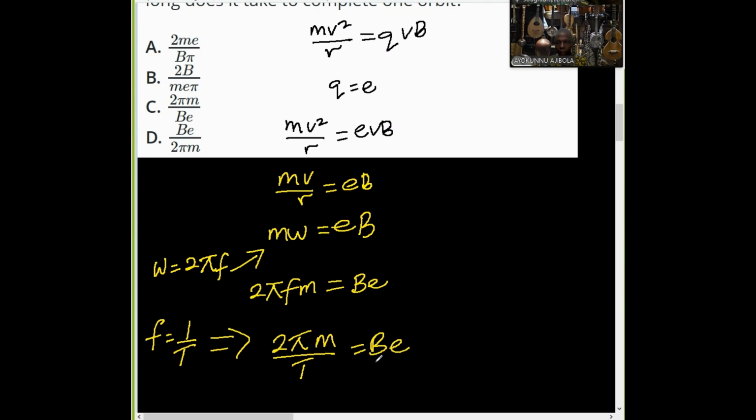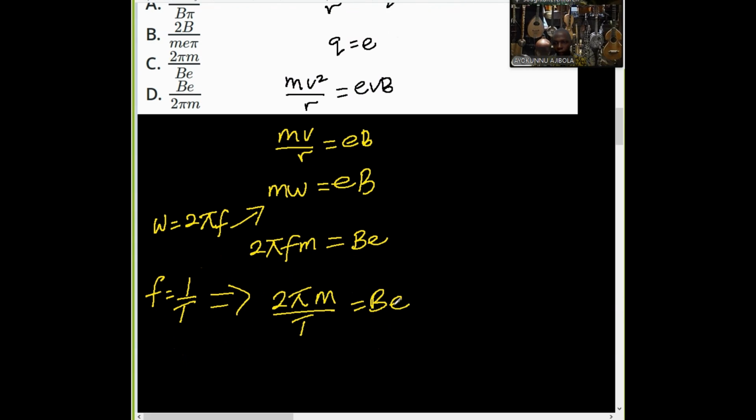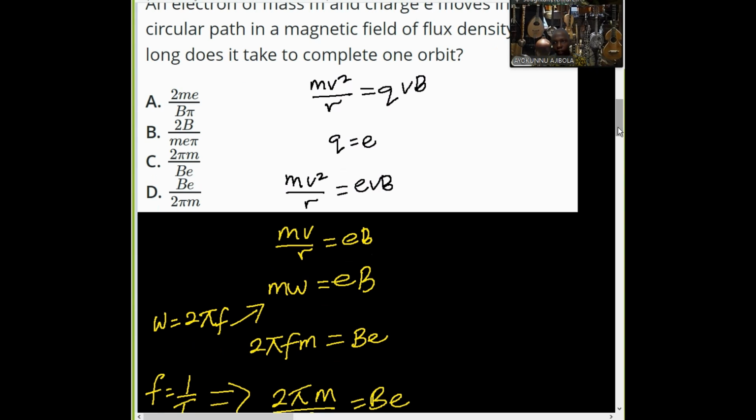Here now, you make T the subject of the formula. By making T the subject, B e comes down, T goes out. So T equals 2 pi m over B e. So which of the options is 2 pi m over B e?